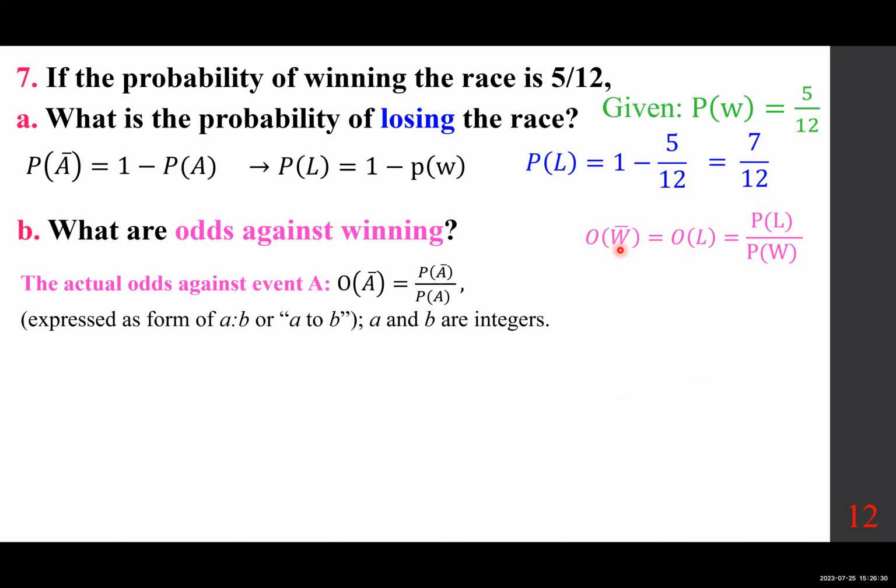the odds against winning, O of W naught, so O of L, is P of L over P of W, which is 7 over 12 over 5 over 12. 12 and 12 cancel each other, 7 to 5. 7 to 5, or you can write it as a fraction.